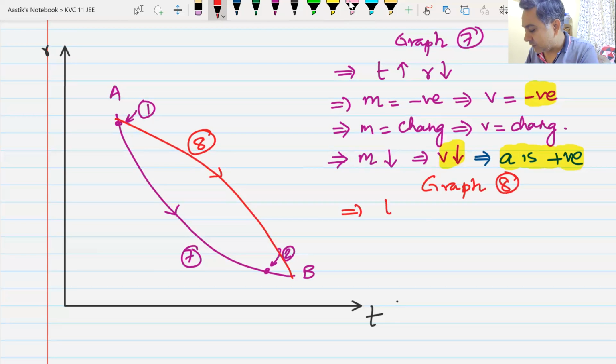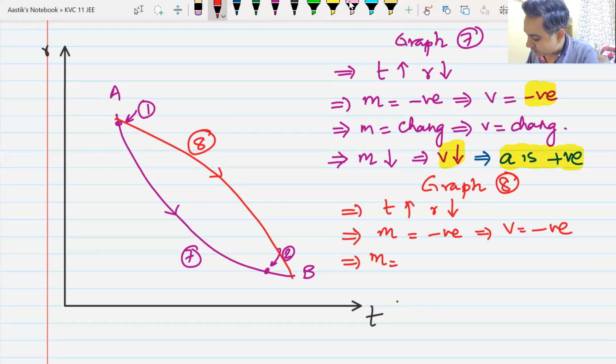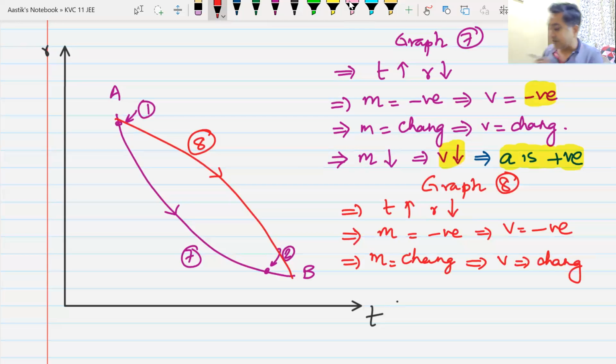The first thing, when time increases, position decreases. What can you say about the slope of this graph? Negative. What can you say about the velocity? Negative. Is the slope variable or constant? Changing. That means velocity is changing. Now, whether the slope is increasing or decreasing. Decreasing, sir.